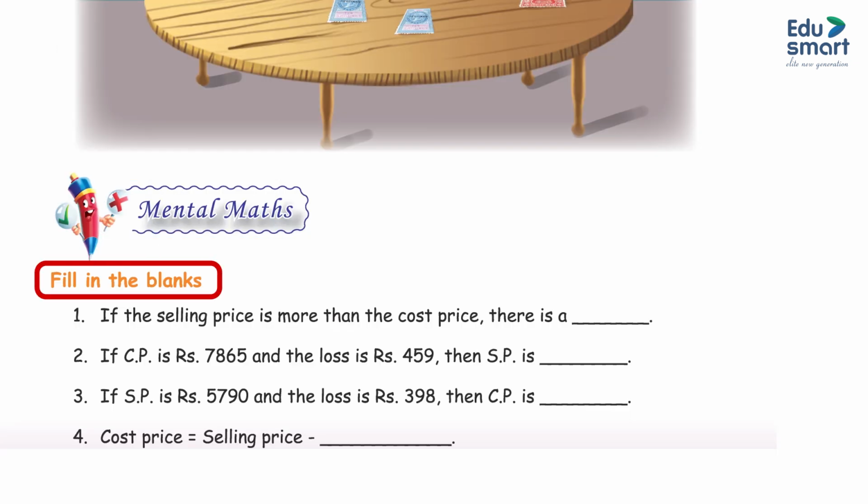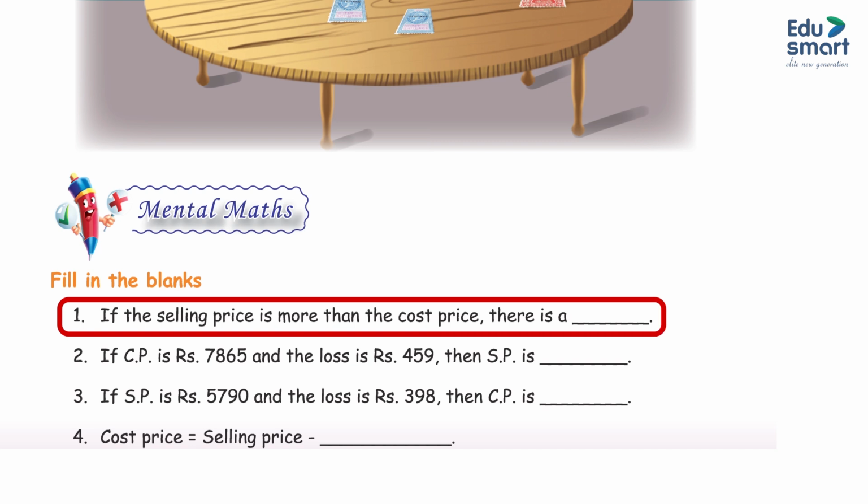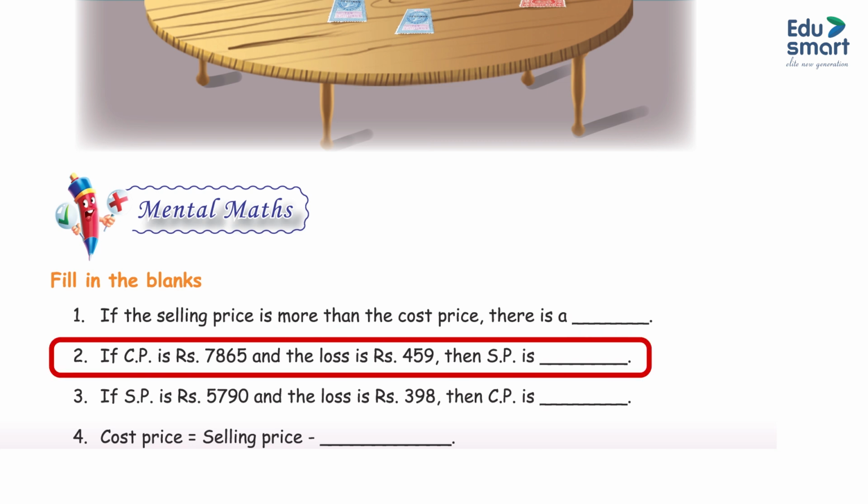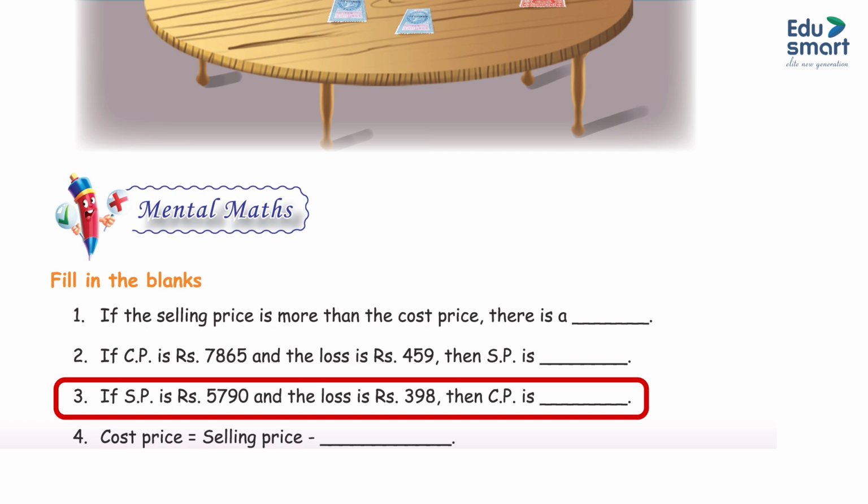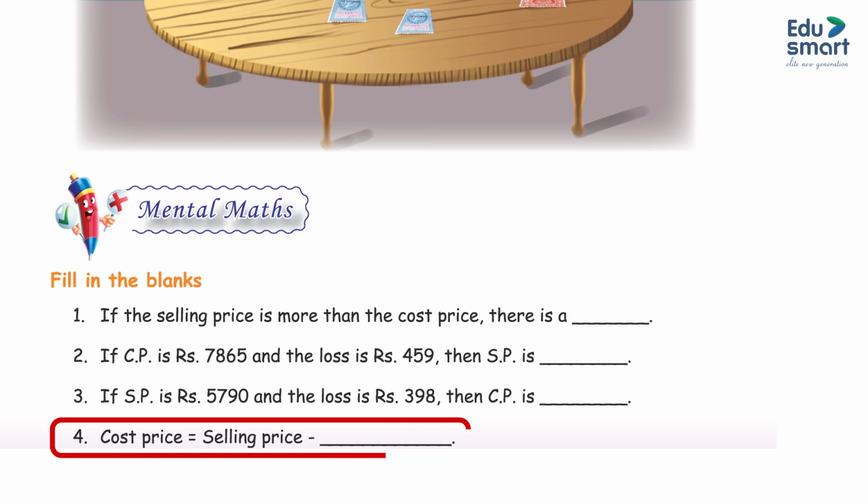Mental math. Fill in the blanks. 1. If the selling price is more than the cost price, there is a profit. 2. If CP is rupees 7,865 and the loss is rupees 459, then SP is 7,406. 3. If SP is rupees 5,790 and the loss is rupees 3,998, then CP is 9,788. 4. Cost price equals selling price minus profit.